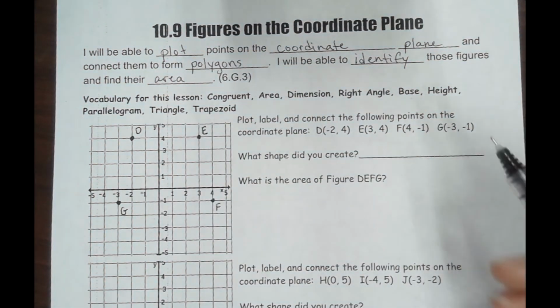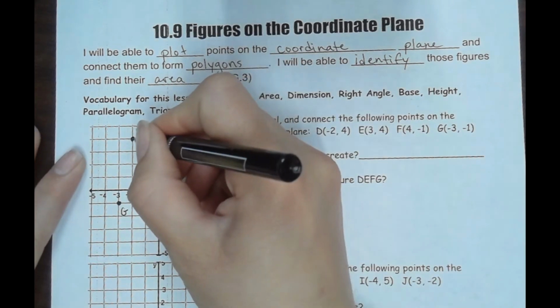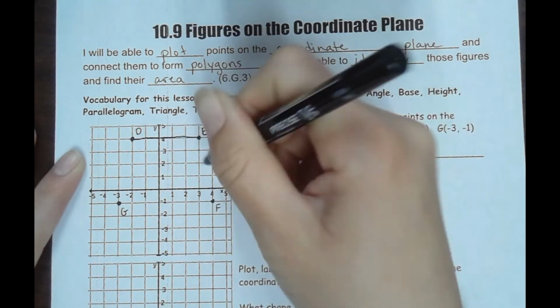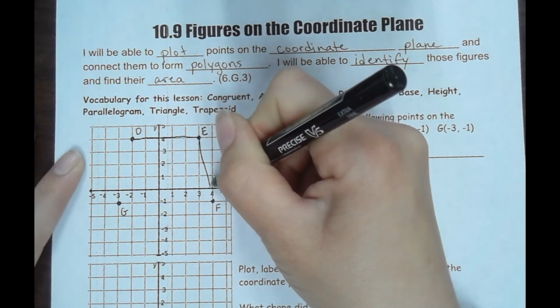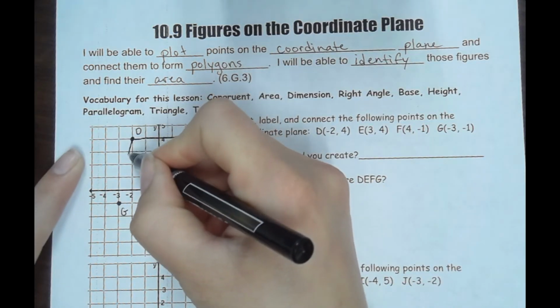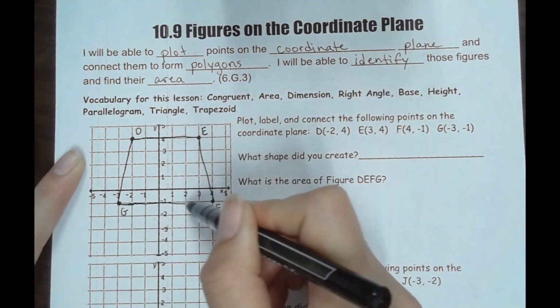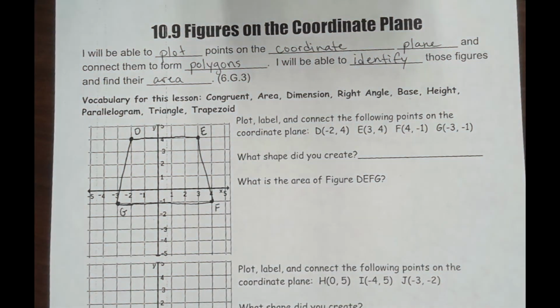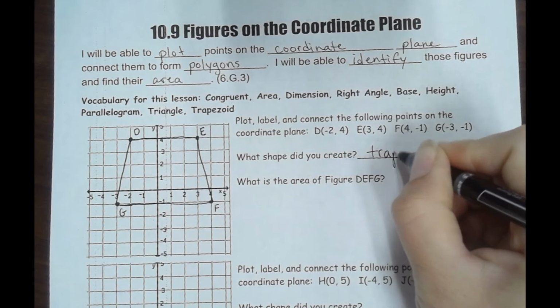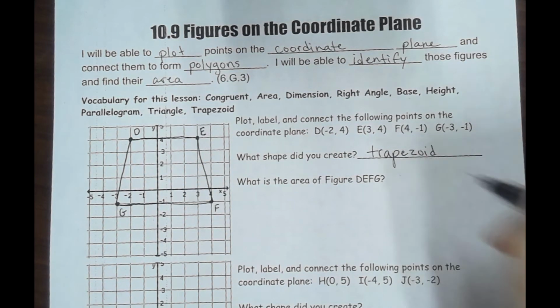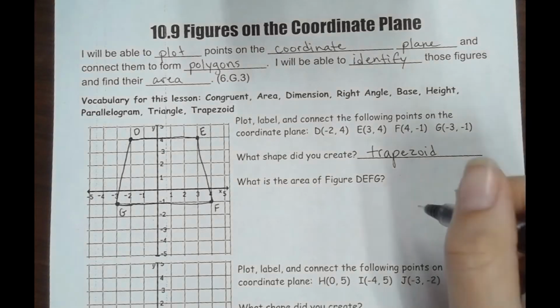Okay, now that we've labeled them, let's connect them. A ruler might be a smarter choice here to make perfectly straight lines. Okay, once we've created it, what did we make? Well, I see one set of parallel sides, the other sides are not parallel to each other. It's four-sided. This would be a trapezoid. Now that we made a trapezoid, how can we find its area?